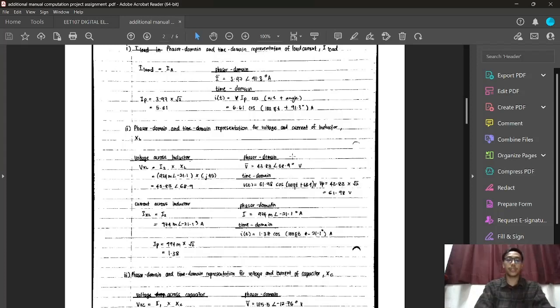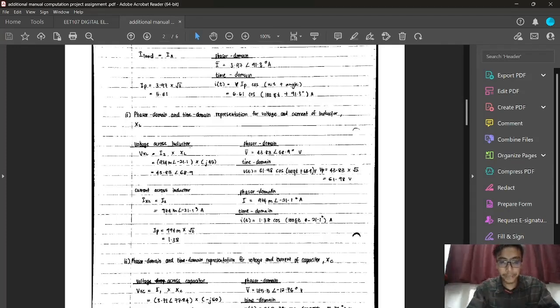The next question is the phasor domain and time domain for the voltage and current across the inductor, which is SL. To find the voltage across the inductor in phasor domain, I'm using Ohm's law, V equals I times SL. I get 43.83 angle 68.9. For the time domain, I'm using VP, which is VRMS times square root of 2, so I get 61.98 volts. In time domain, 61.98 cos of 100 pi t plus 68.9.